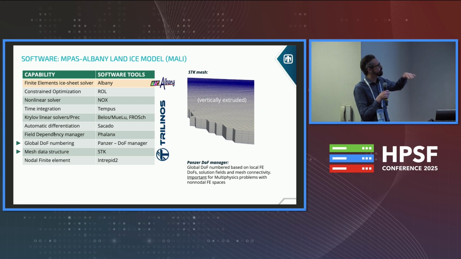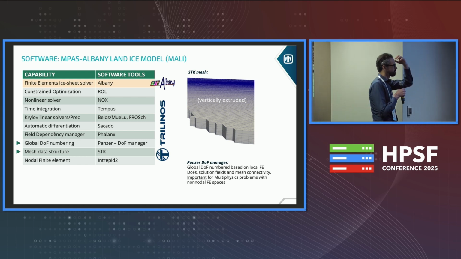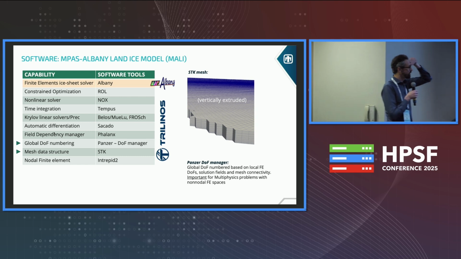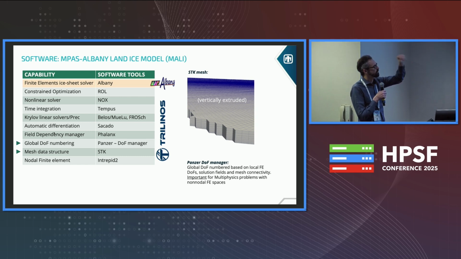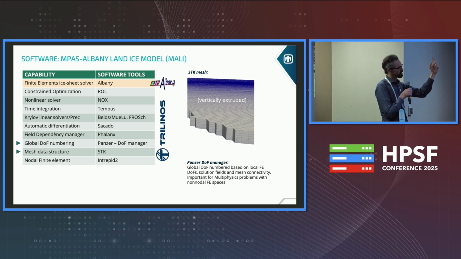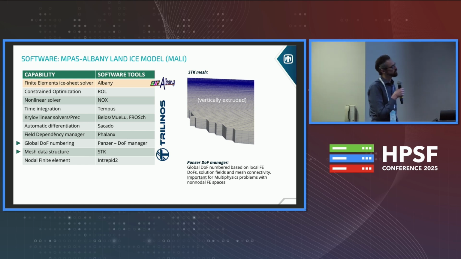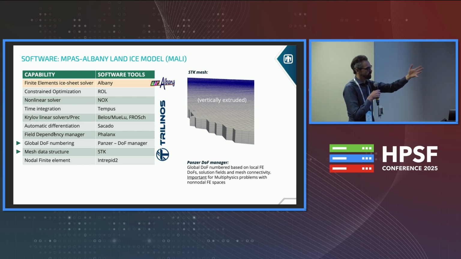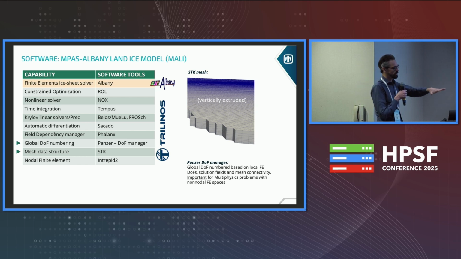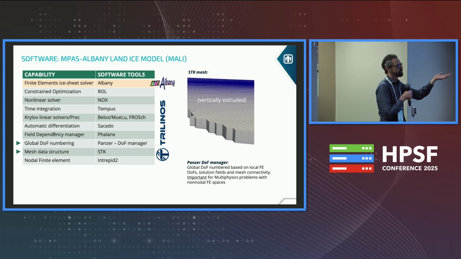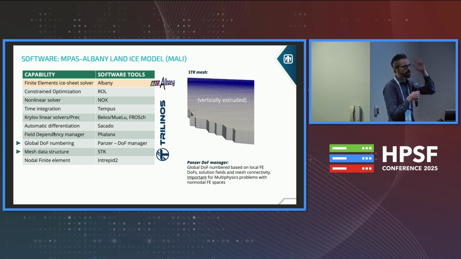Then we move a step up and look at the mesh. The mesh package we use is STK. Alan Williams is the main developer of the package. It's a snapshot package, snapshotted into Trilinos. It provides capability for storing the mesh, the mesh data structure. In the case of the ice sheet code, we use a vertically extruded mesh. Basically, we start from a 2D triangulation that's usually very non-uniform, and then we extrude it in the vertical direction, so we end up with a mesh of wedges.